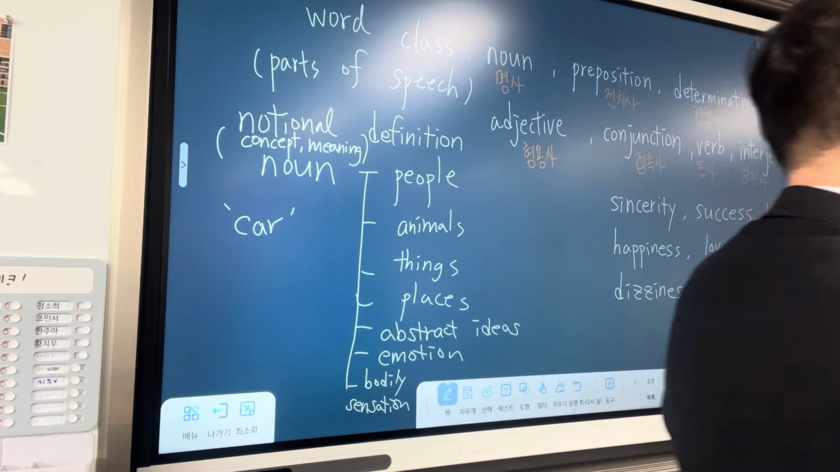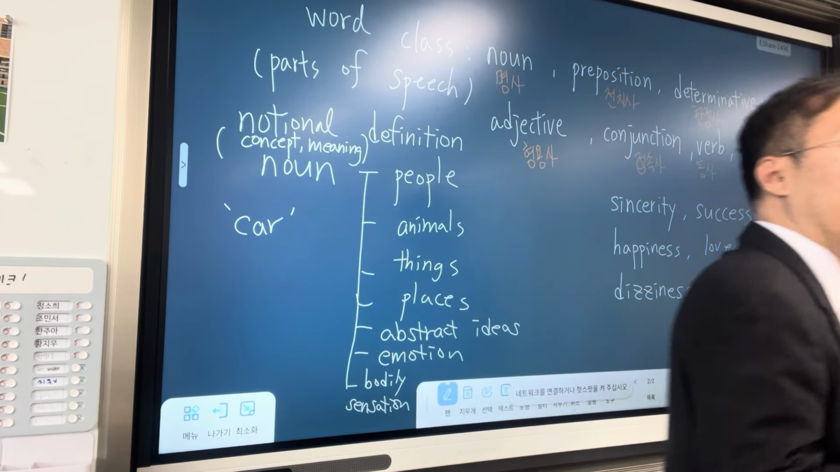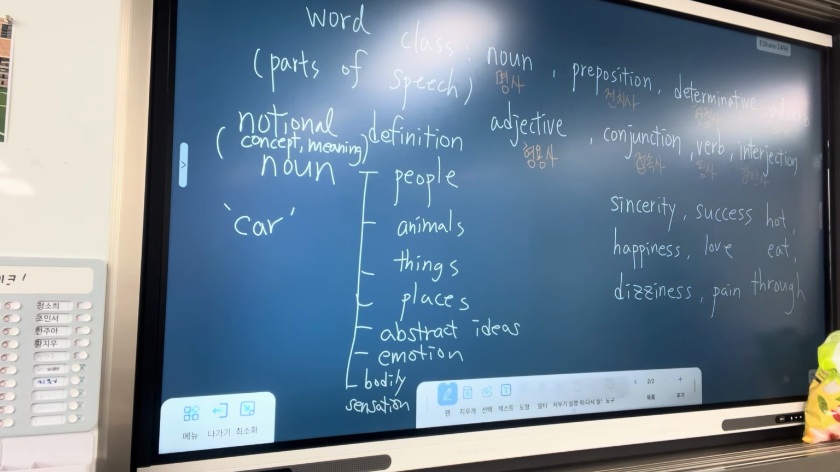So this gets us nowhere. Having a list doesn't answer our question or solve our problem. It just leads us to circular reasoning instead.